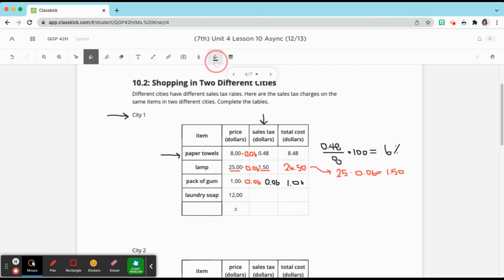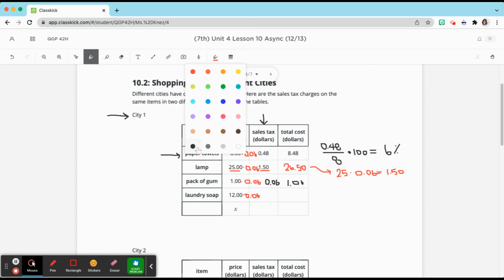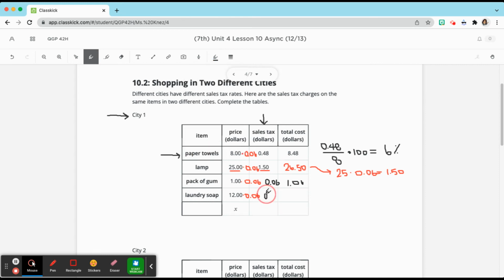Finally, in the last row, if my sales tax is once again 0.06, that means that I'm paying a sales tax in dollars of 72 cents. Then I'll add that 72 cents, which is my sales tax in dollars, to the total price, which gives me $12.72.